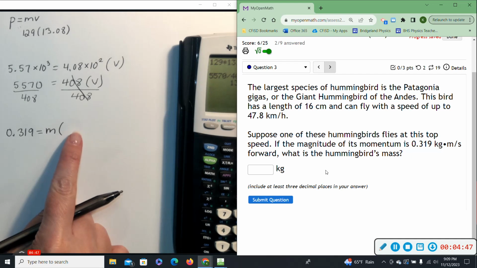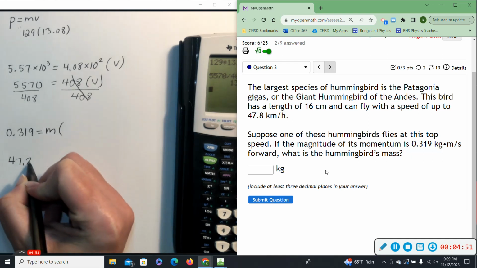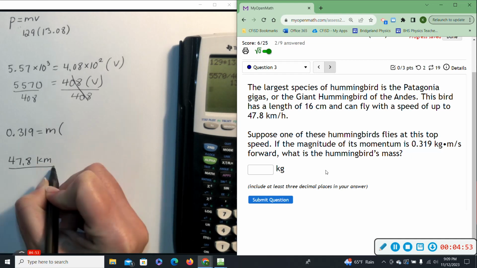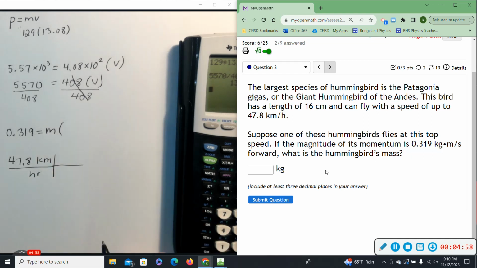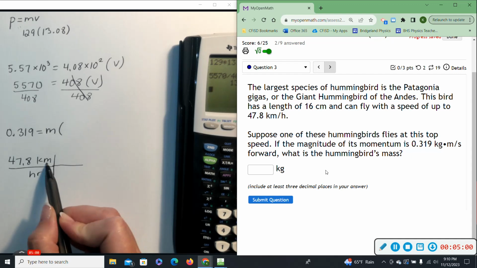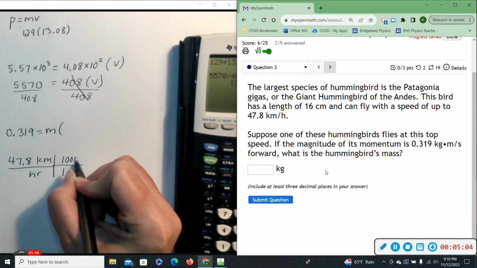So before we can plug it in, we have to do a conversion. 47.8 kilometers per hour, and we're going to convert this into meters per second. So we're going to have to do two different conversions here. One of them to convert kilometers into meters.